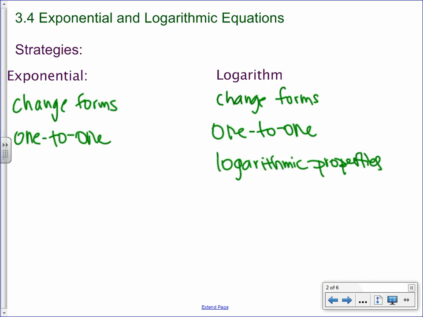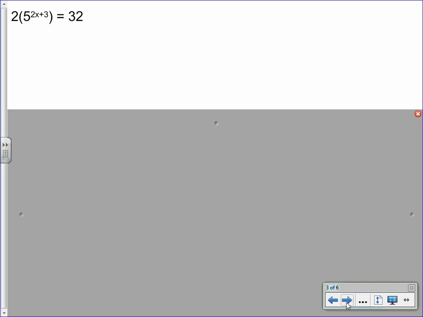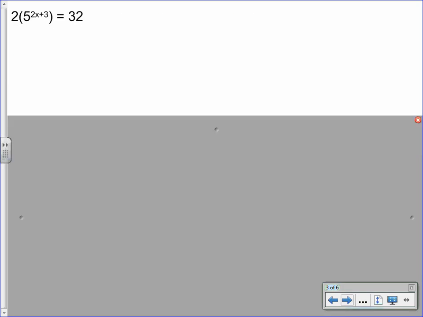So now we're going to use them in various ways to help us solve some equations here. First we're going to look at some exponential examples. This first example should look familiar to last year. If we have an exponential equation where our variable is in the exponent, before you can rewrite this equation into logarithmic form, you must do what?